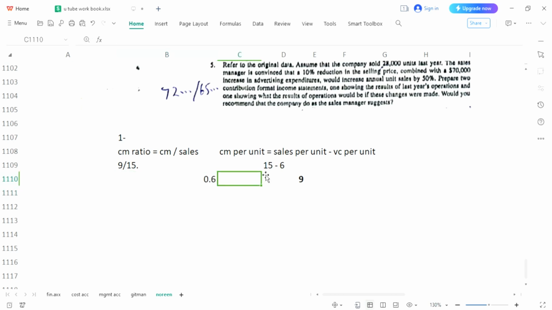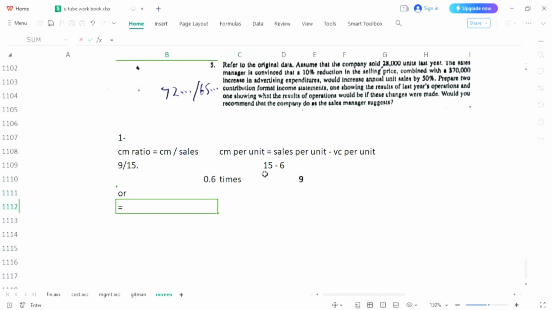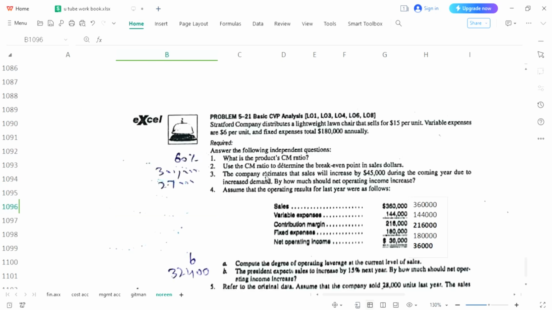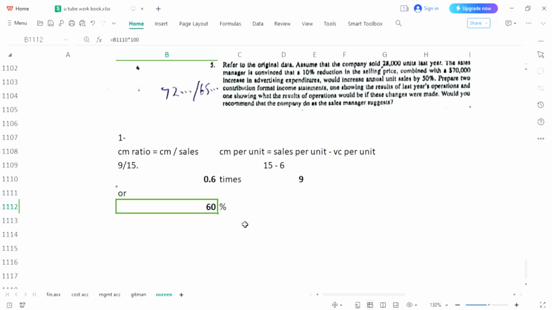This answer would be considered in terms of times, but if you want to write it in terms of percentage, you will take this answer and multiply it with 100. So here you can mention 60%. It's 60 in terms of percentage. Both answers are correct. If you write in terms of times, okay. If you write in terms of percentage, it would also be okay. So 60% is the answer, and we have calculated 60% as well.